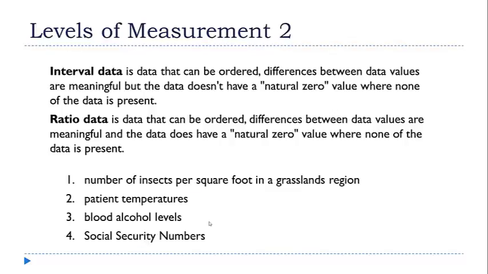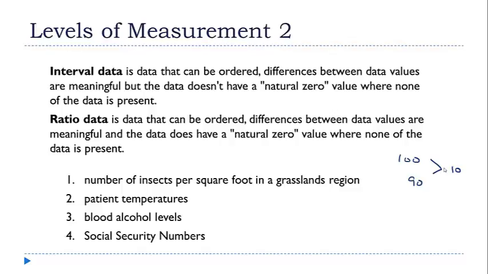The number of insects per square foot is something that can be ranked. It makes sense to talk about, for example, 100 being greater than 90. And the difference between two numbers also has meaning. Comparing 100 to 90 tells me that there are exactly 10 more insects in one sample than the other.